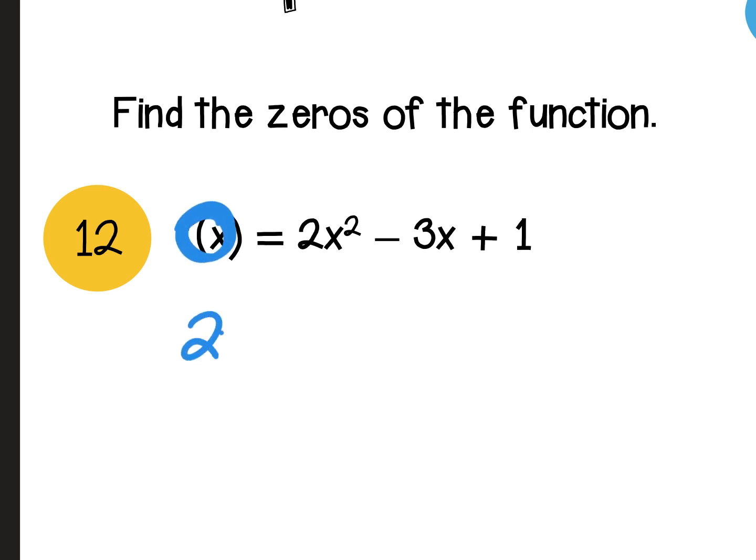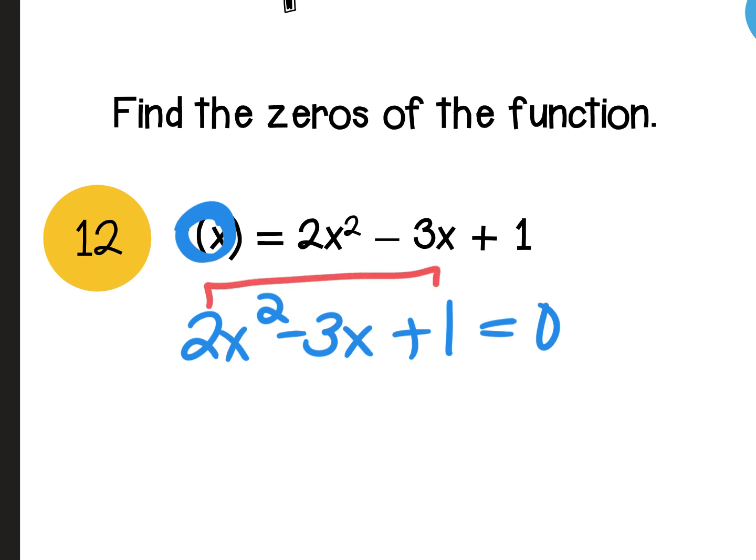So I have 2x squared minus 3x plus 1 equals 0. What kind of an equation is this? If I have x squared, what is it? Quadratic. It's a quadratic. So you have 3 options on how to solve this. You could try to factor it. You can use the quadratic formula, or you can complete the square. Do you guys want to try to factor? All right, let's see if this one factors.